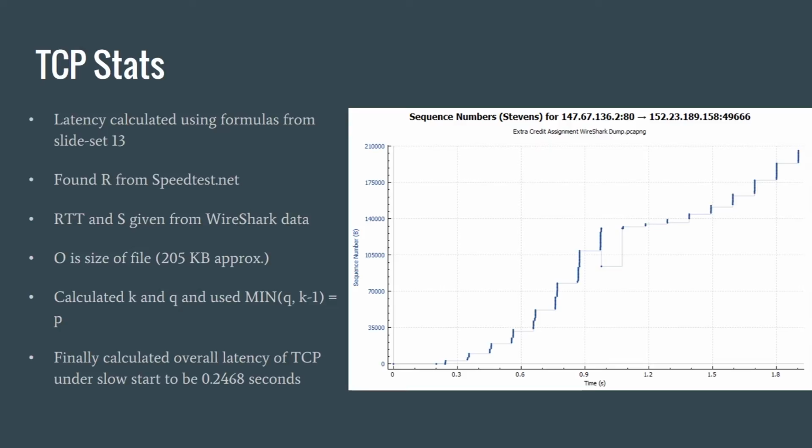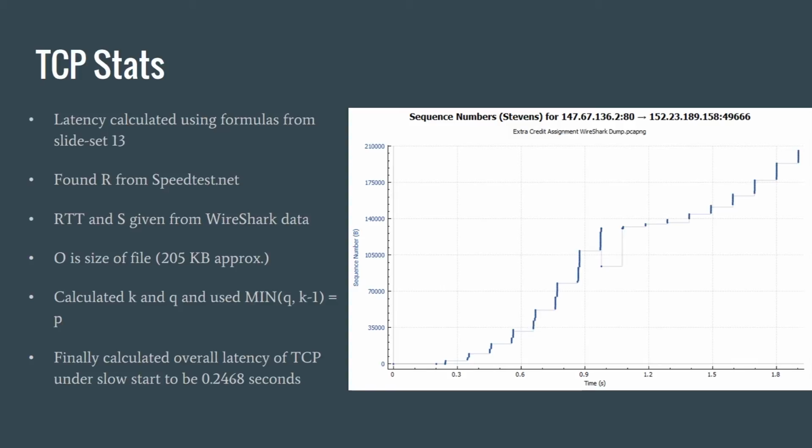Our round trip time and our S were both given in the Wireshark data. Round trip time was calculated using an average of the round trip time of multiple packets, and S was the average segment size for the packets given from the Wireshark data. Our O value is the size of the file, which is approximately 205 kilobytes, and we calculated K and Q using those values, and then from there could calculate P by finding the minimum of those two values.